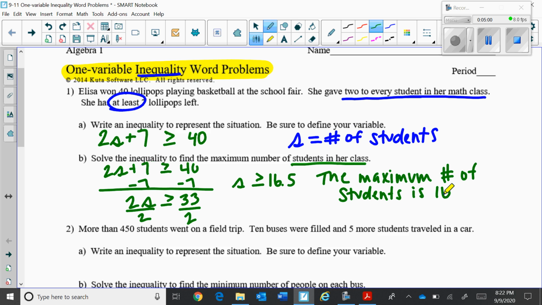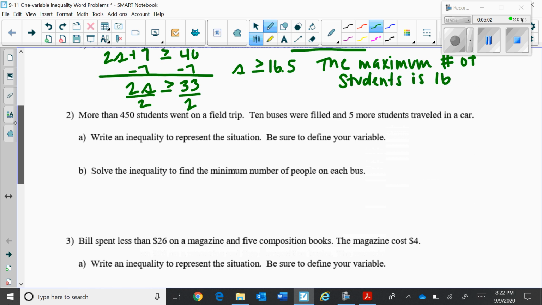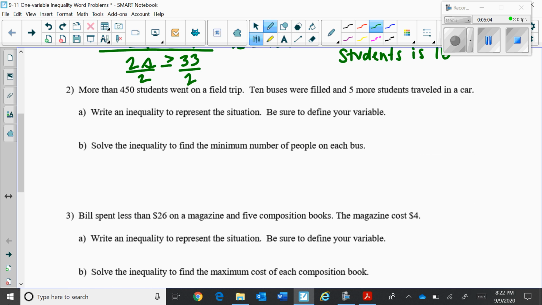All right, let's try another one. I know these are a little bit different because it's really focusing in on the wording. So it says here, more than 450 students went on a field trip. 10 buses were filled, and 5 more students traveled in a car. Write an inequality to represent this situation.